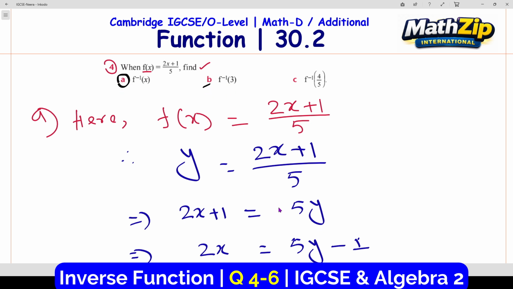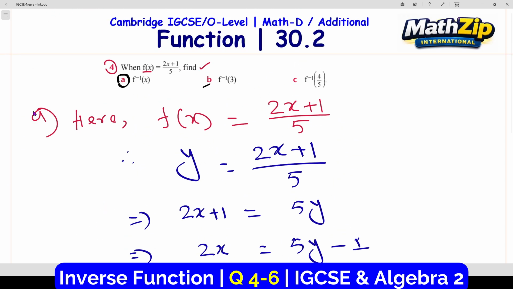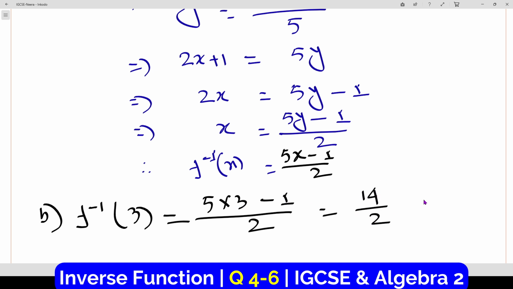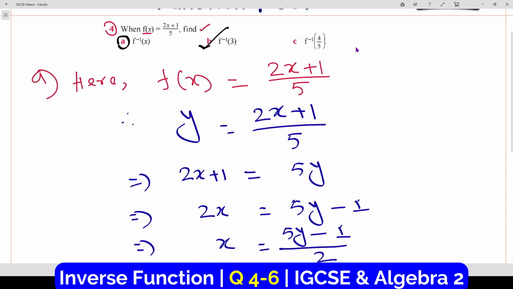Number B, we have to find the inverse function of 3. Here we already have the inverse function of x equals (5x minus 1) divided by 2. So for number B, we have to find the inverse function at 3, right? So 3 means 5 times 3 minus 1, divided by 2. 15 minus 1 is 14, divided by 2. So the answer is 7. So number B done.